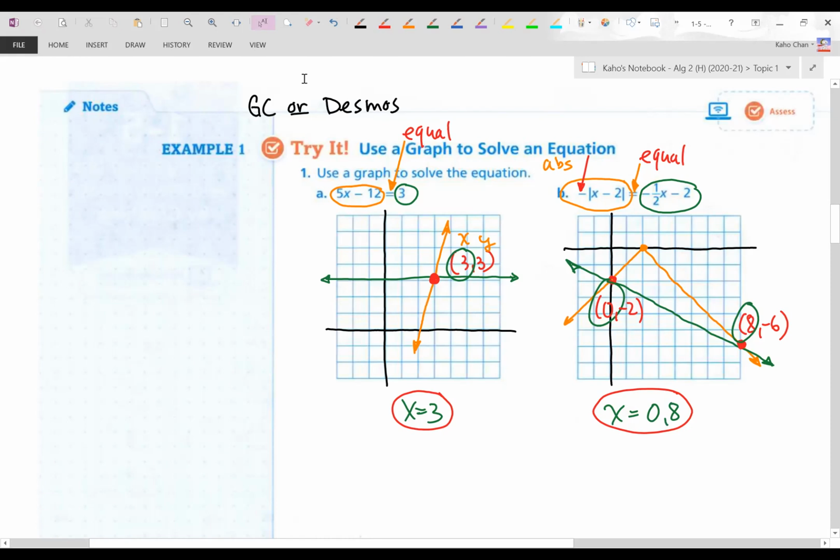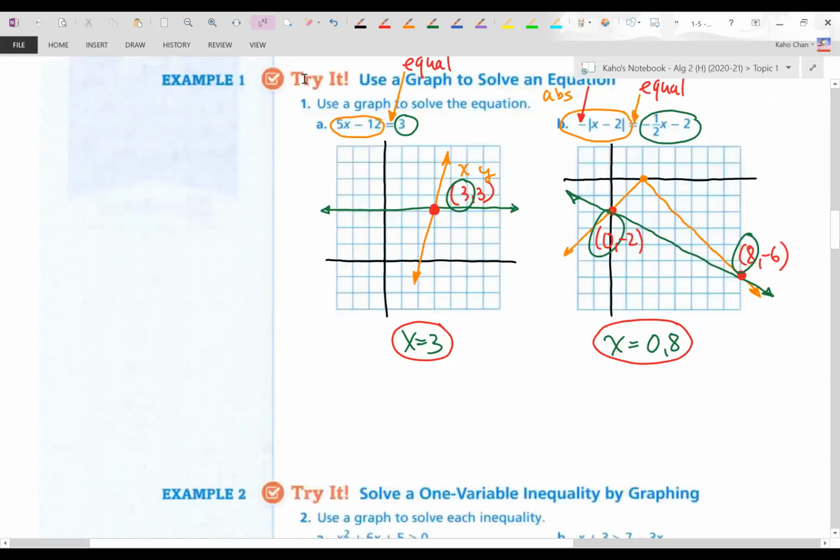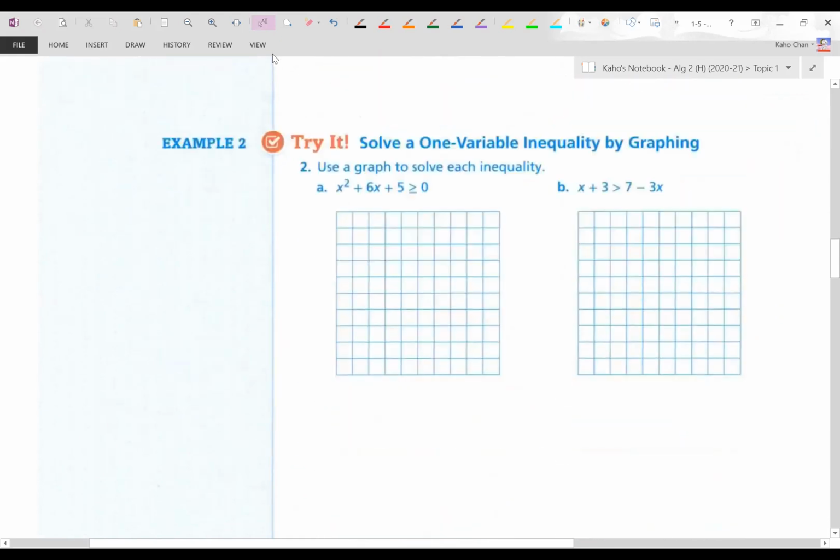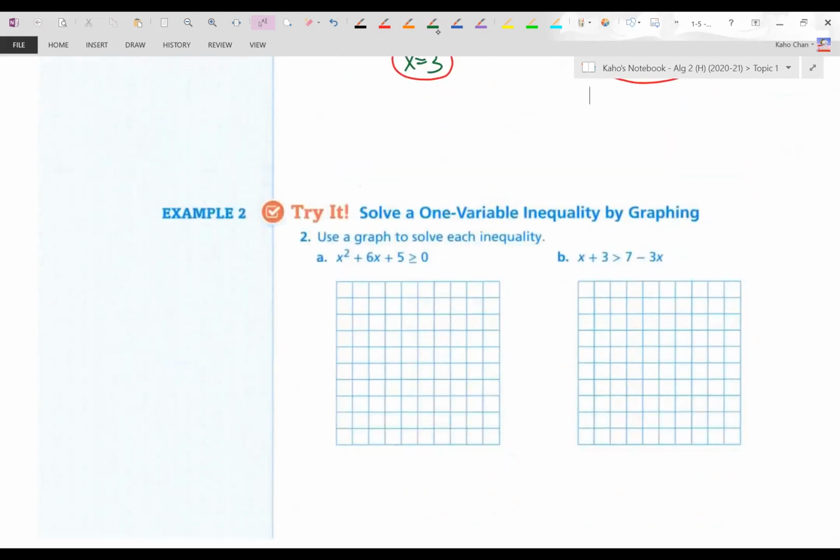Let's move on to example 2. Any questions? All right. More or less the same thing, but this time we're dealing with inequalities, not equalities. We're still going to use the same approach of using Desmos to graph the left side as well as the right side. A lot of the time is taken away with using technology, so we don't have to spend all that time trying to figure out how to graph x squared plus 6x plus 5.